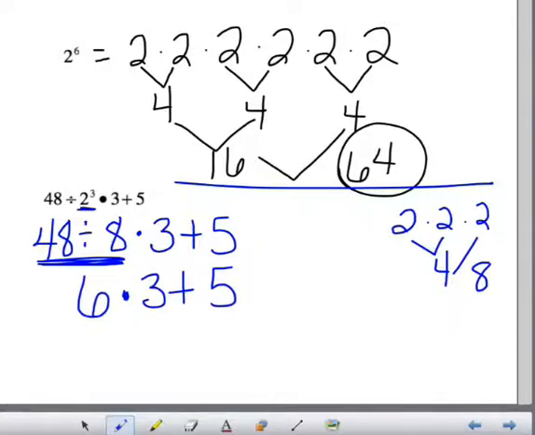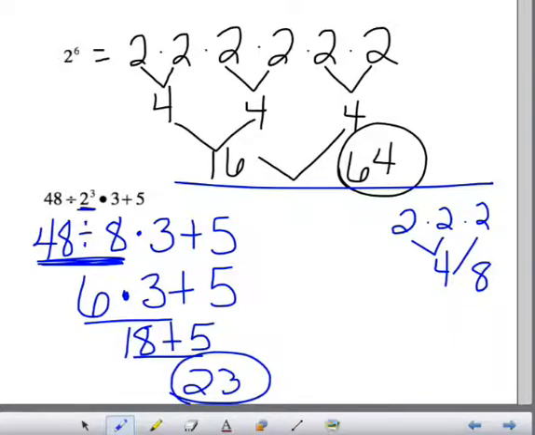Now 6 times 3, continuing with my multiplication and division, is 18, and 18 plus 5 is 23. So my final answer is 23. Again, this is fairly easy stuff. It's a review, okay, from pre-algebra and all the way down into elementary school with this order of operations. But again, just make sure you're following them and you're doing them step by step. Don't try to skip steps on me or you're going to get yourself messed up.